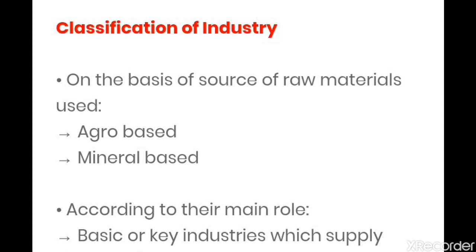Mineral-based industries are those industries which use minerals as their raw materials, and these minerals are extracted from the earth. Examples of mineral-based industries are iron and steel industry, cement industry, aluminium industry, machine tools, petrochemicals. So on the basis of raw material used, industries can be classified as agro-based industries and mineral-based industries.